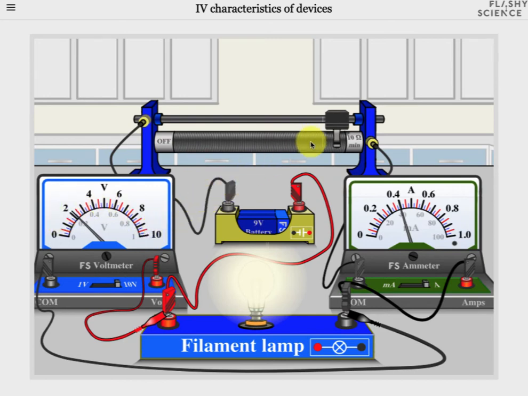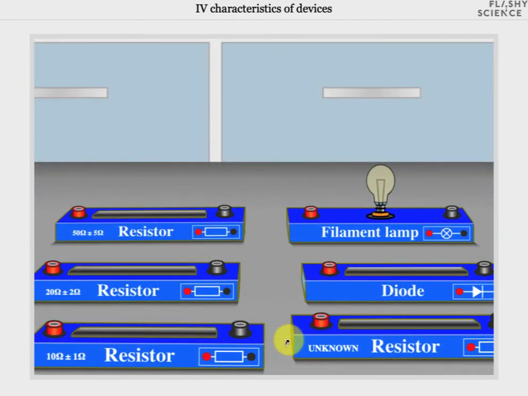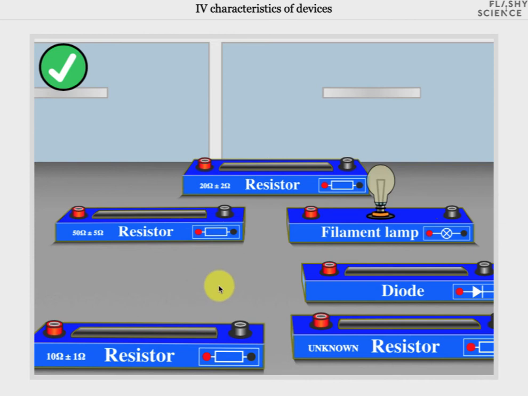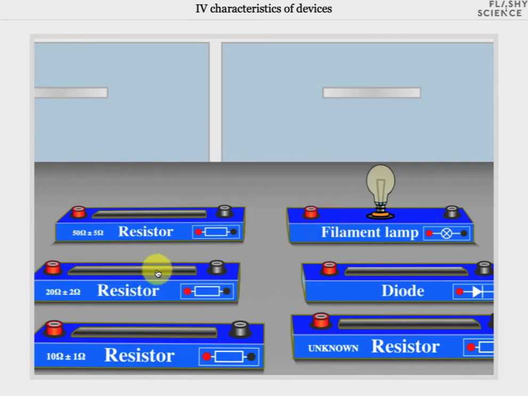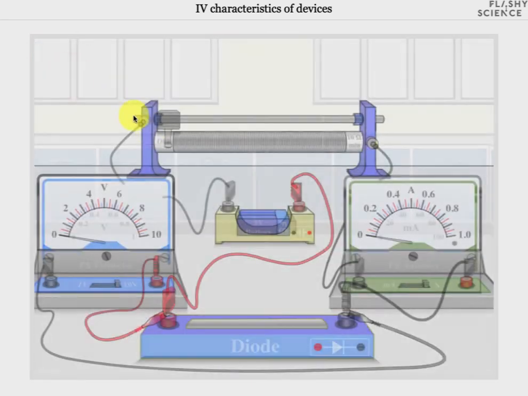Let's change device again. I'll move the rheostat contact back to the off position and click on the filament lamp to move to the Device Select screen. Now if I click on this resistor, but then realize I instead want to look at the diode, that's fine. I can click on any of the unselected devices to return the initial choice to its original position, leaving me free to then choose the diode. I can then click the Confirm button to move the diode to the main experiment screen.